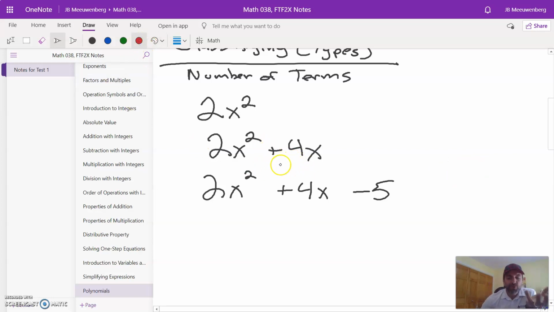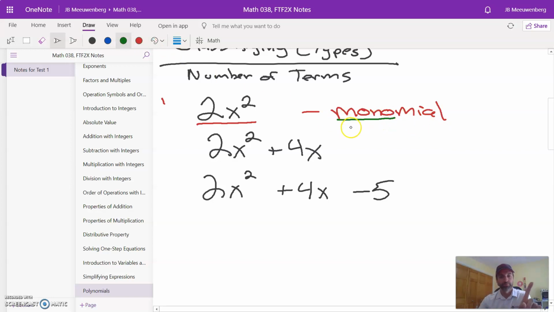And so if you think about the word term that we've been mentioning, terms are things that are separated by addition signs. So we have a term of 2x squared in this one. There are no addition signs. So how many terms are there? Just 1, right? 1 term. And we have a name for that thing. It is called a monomial. Mono, a prefix meaning 1.